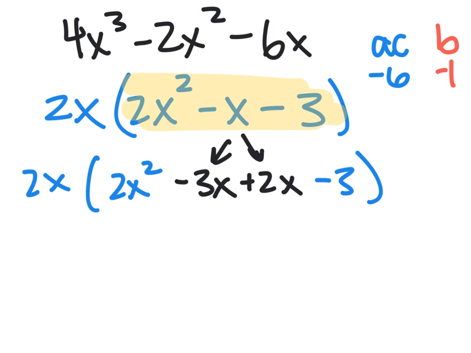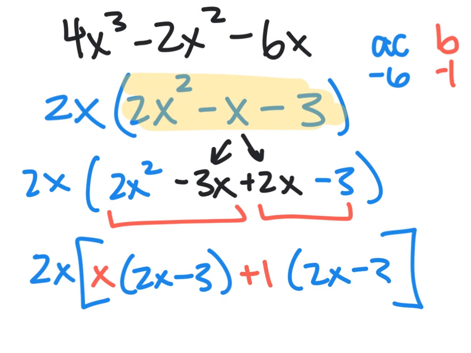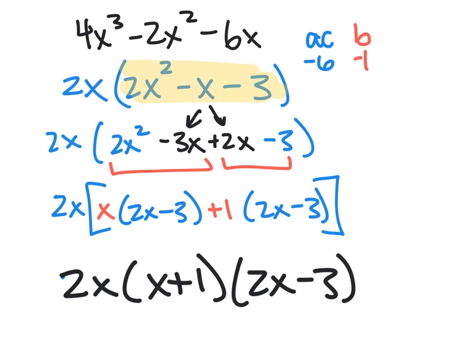All right, from here, we're just going to do our factoring by grouping again. This time, since we have this 2x on the outside, we're going to put big brackets just so we can focus on this middle portion here. The greatest common factor of 2x squared and negative 3x is just x, leaving me with 2x minus 3. And the greatest common factor of 2x and negative 3 is just positive 1, leaving me again with 2x minus 3. So finally, all of the factors of this trinomial right up here are 2x times x plus 1 times 2x minus 3.